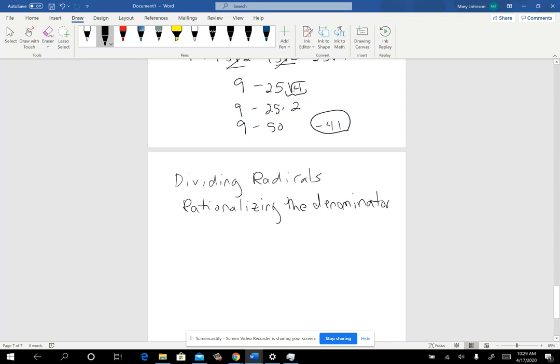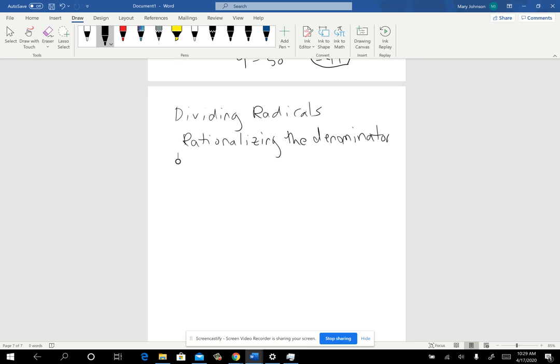This video is going to focus on dividing radicals. Even though it's dividing radicals, the directions they use usually say rationalizing the denominator. So let me get you to look at an example. 5 over the square root of 6.